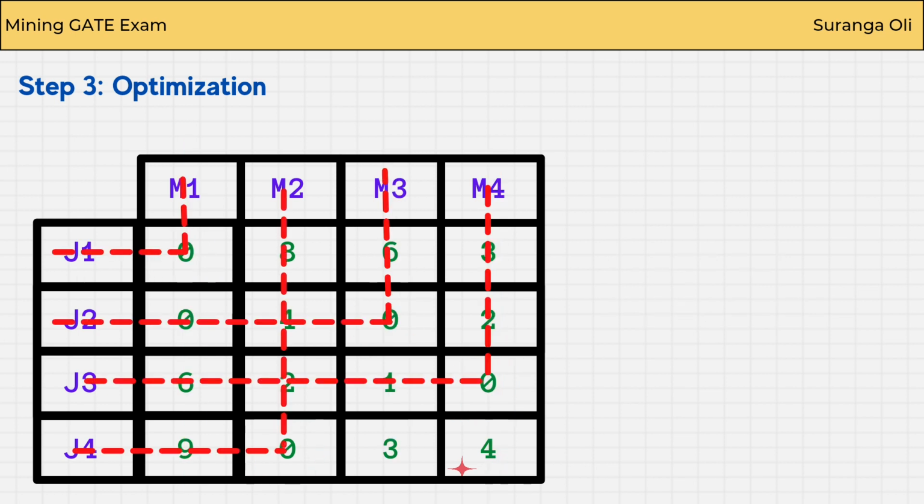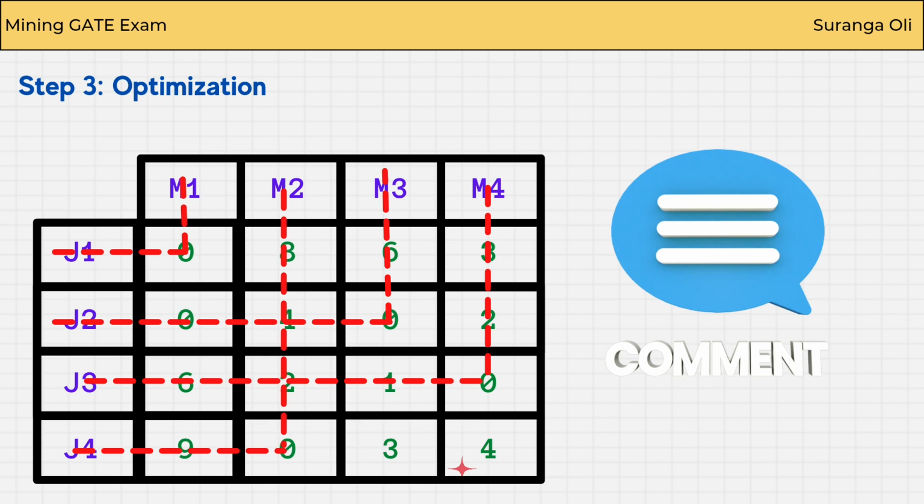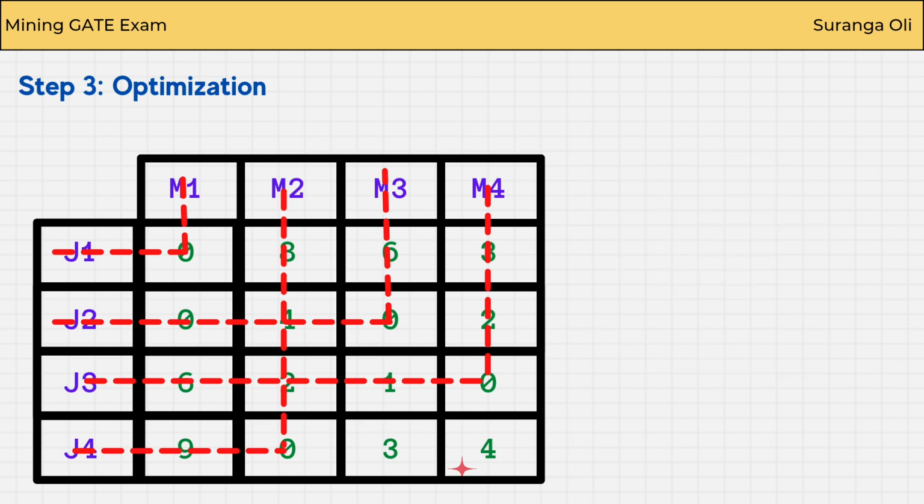Since we are getting the solution from row-wise optimization itself, there is no need for column-wise optimization. But there may be sums related to column-wise optimization also. If you need that column-wise optimization technique also, please comment below. I will put a video related to that example.